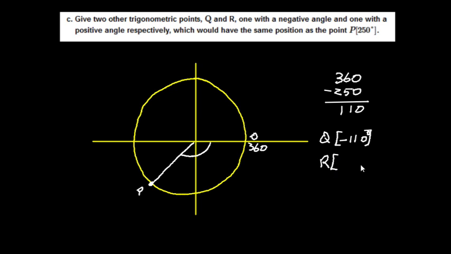And the other one, I need a value which is positive. So I could go 250 to start with to get to point P, and I want a positive value so I can keep going for another full circle. Adding those both together, I get 510 degrees. So I'm doing one full rotation and then an extra 250 degrees.